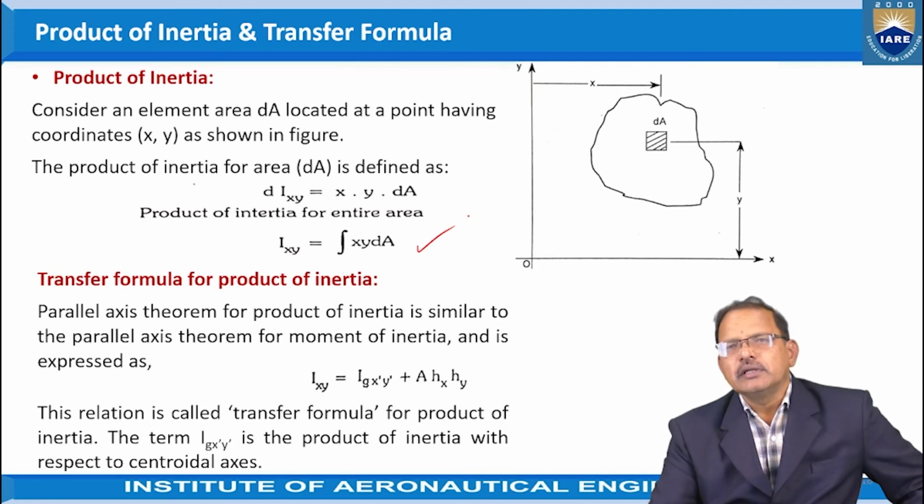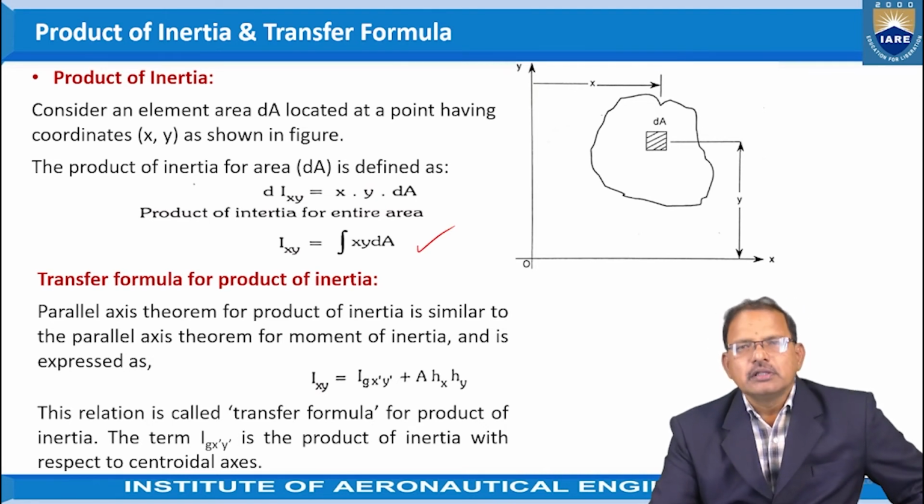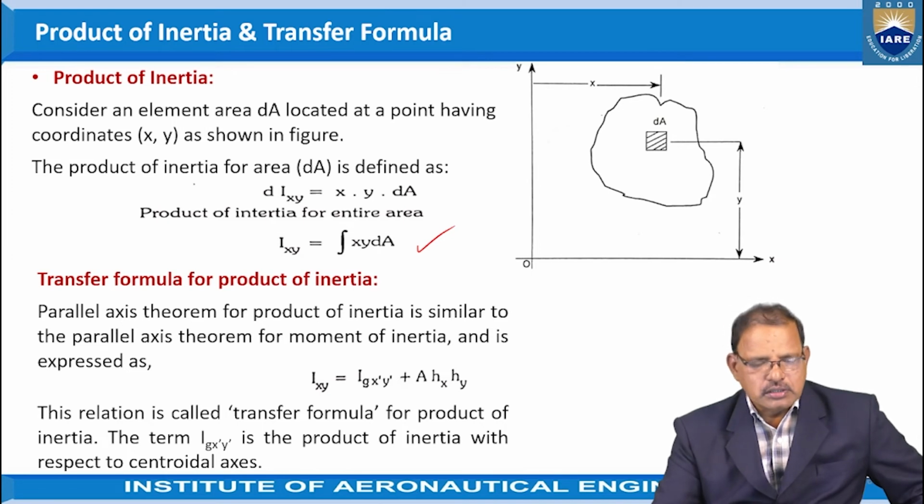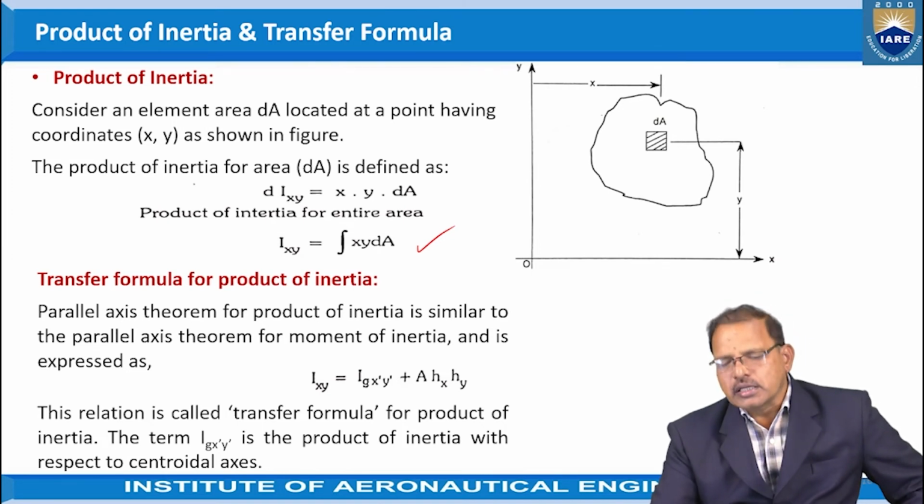The transfer formula for the product of inertia. The parallel axis theorem for the product of inertia is similar to the parallel axis theorem of the moment of inertia and is expressed as Ixy is equal to Ig x dash y dash plus A hx into hy. This relation is called the transfer formula for the product of inertia. The term Ig x dash y dash is the product of inertia with respect to the centroidal axis.